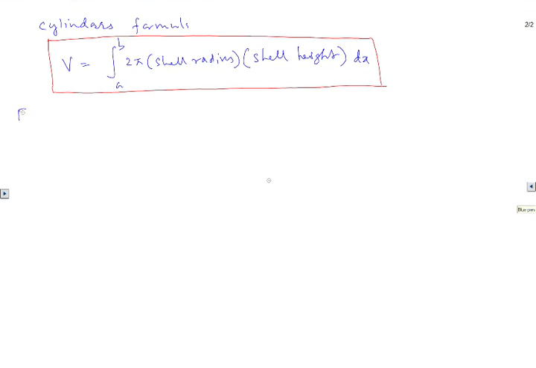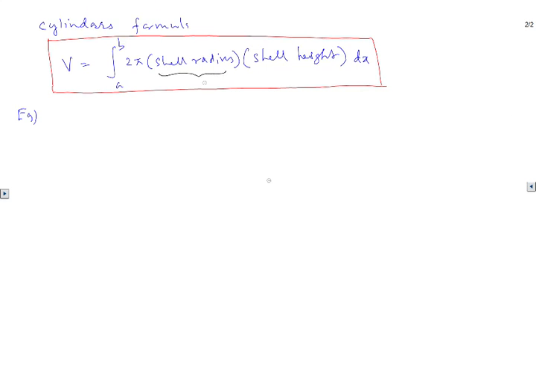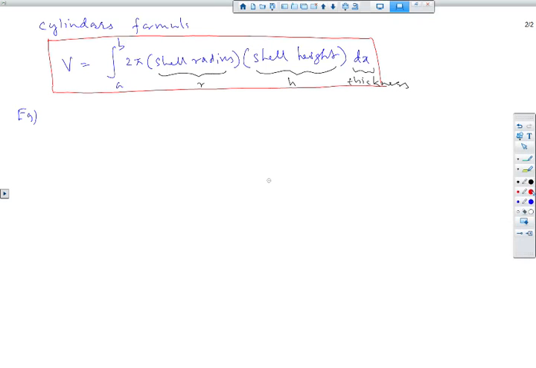Example number 1. Find the volume of the solid. Remember the problem that we could not do last time? Now we can do it. Before that I want to write a few things. This is the radius, that's the height, and that's the thickness. So that's the formula. Okay, so let's go back.